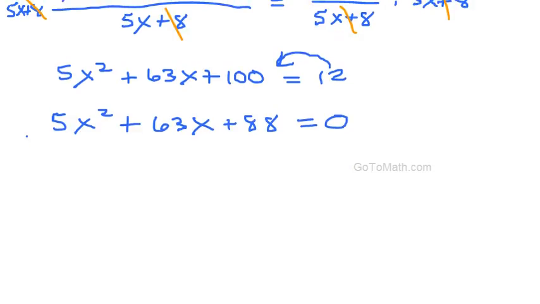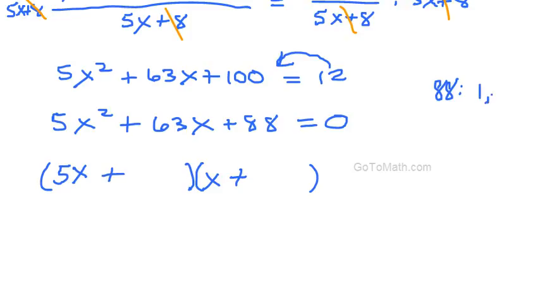Okay, so we're going to want to factor this now. Because we have a 5 here, and 5 is a prime number that can't be factored other than 1 and 5, it's got to start with a 5x, and then an x here. Both of these are plus, so that means this is going to be a plus and a plus. Now we're looking for two numbers that when multiplied together give us 88. Things like 1 and 88, and of course 2 goes into 88, that's going to be 44.